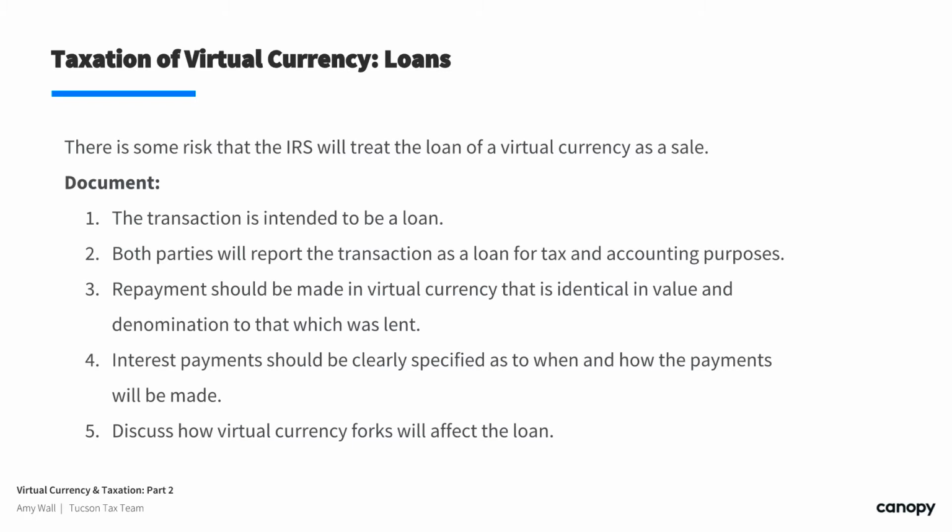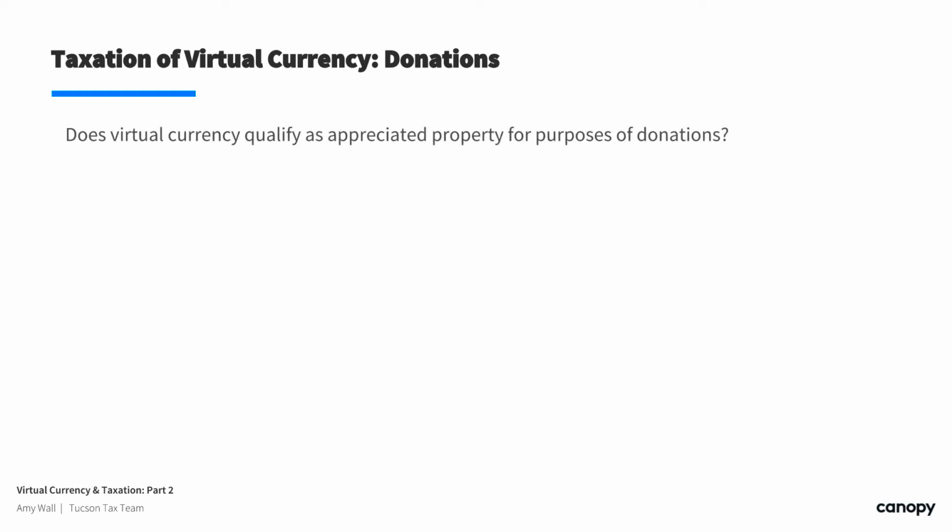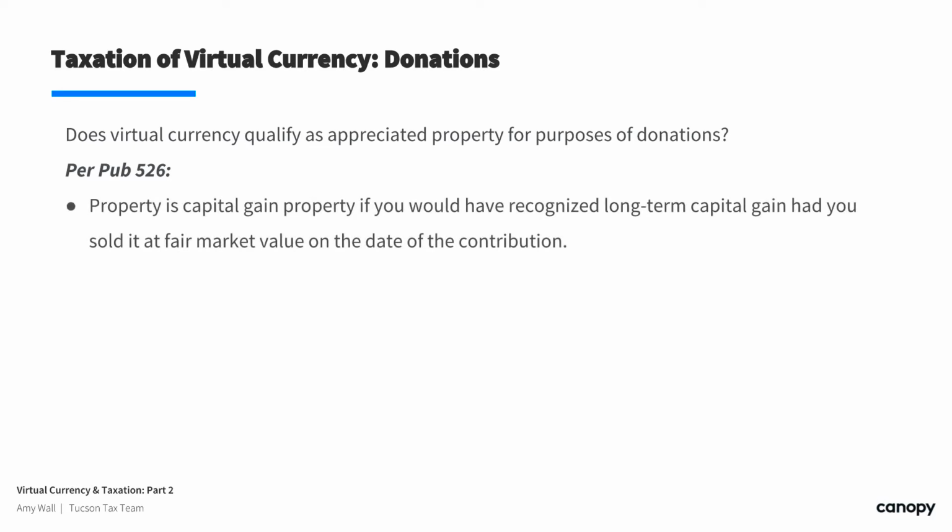Okay, donations. Now this is very interesting. What we know about appreciated property and donations is that we can donate appreciated property to a charity and deduct the fair market value of that property without paying tax on the proceeds. So, hooray, it's a smoking deal for everybody. Now the question is, does virtual currency qualify? So the IRS says that appreciated property is capital gain property if you would have recognized long-term gain had you sold it at fair market value on the date of the contribution. So, so far I'm going for a yes here.